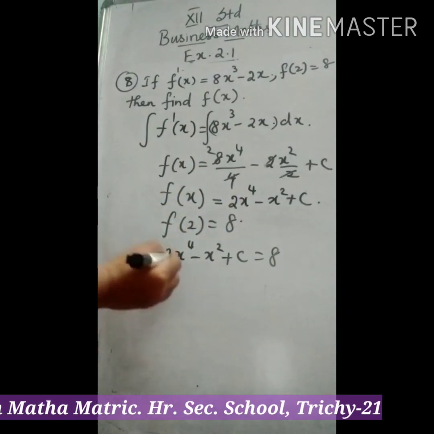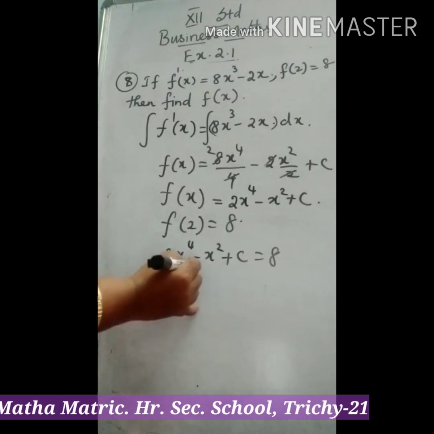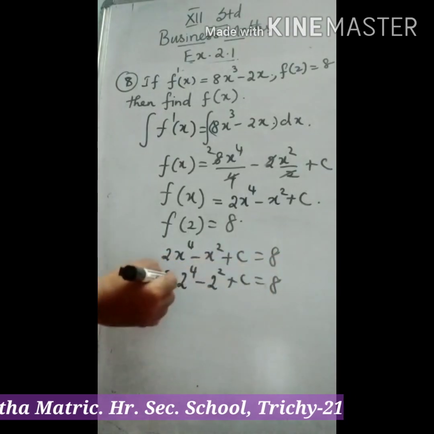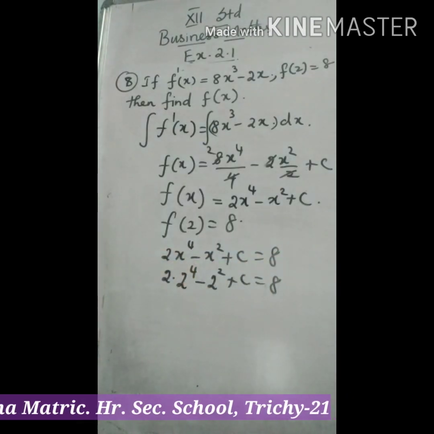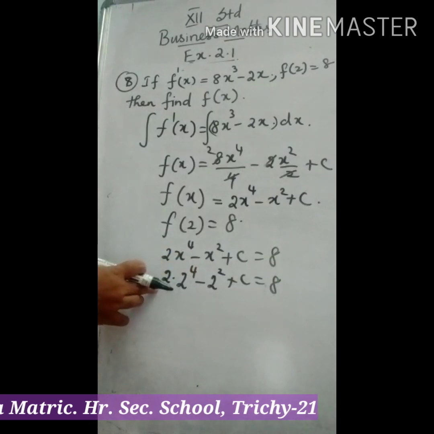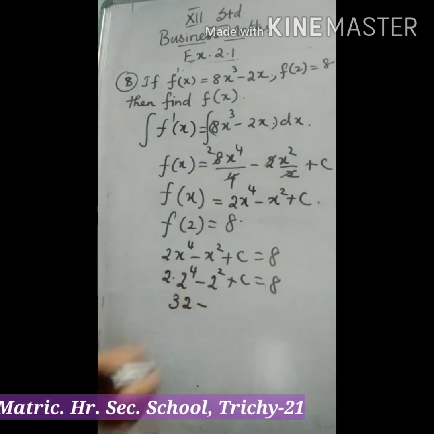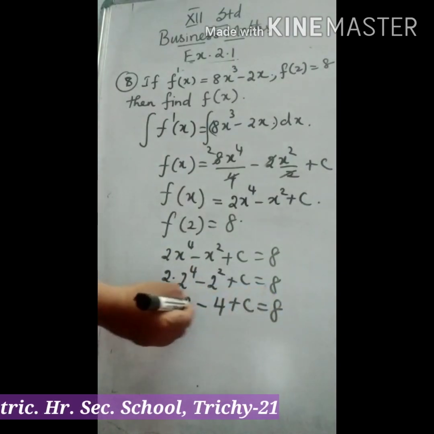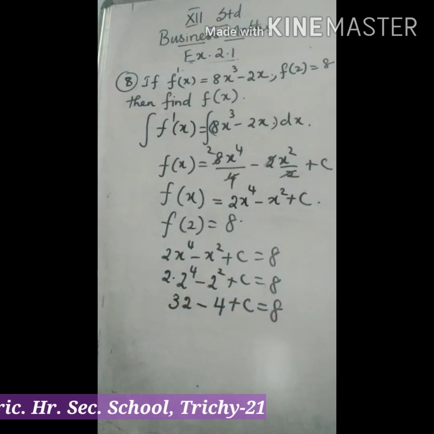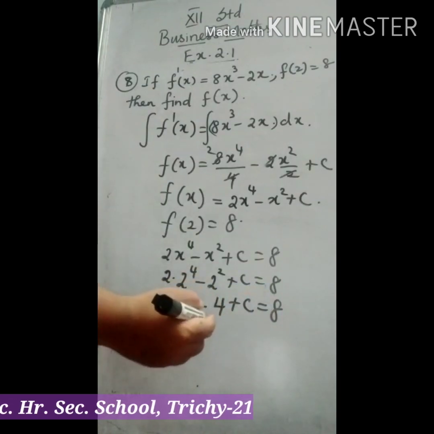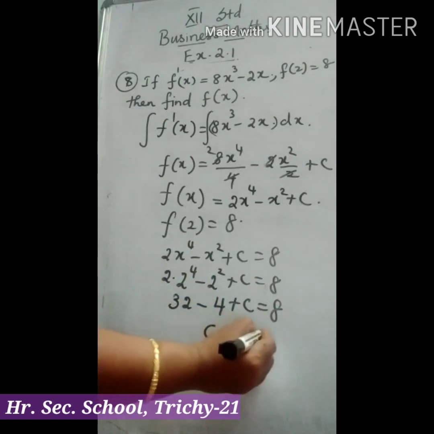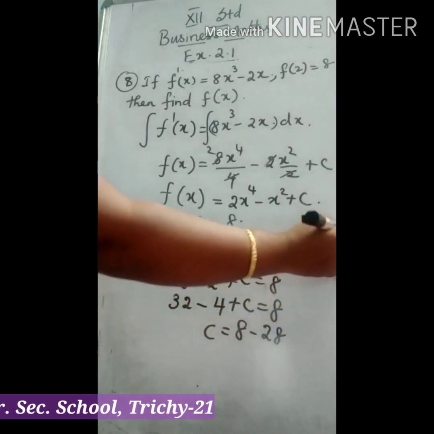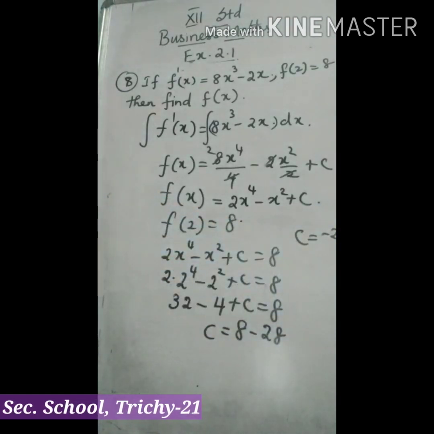So 2 into 2 to the power 4 minus 2 squared plus c is equal to 8. So 2 to the power 4: 2 2s are 4, 4 2s are 8, 8 2s are 16. 16 into 2 is 32, minus 2 2s are 4, plus c is equal to 8. So 32 minus 4 is 28. So c is equal to 8 minus 28. So c is equal to minus 20. We have found c is equal to minus 20.